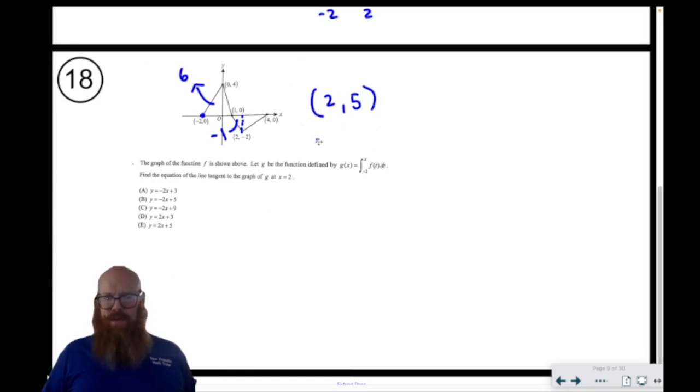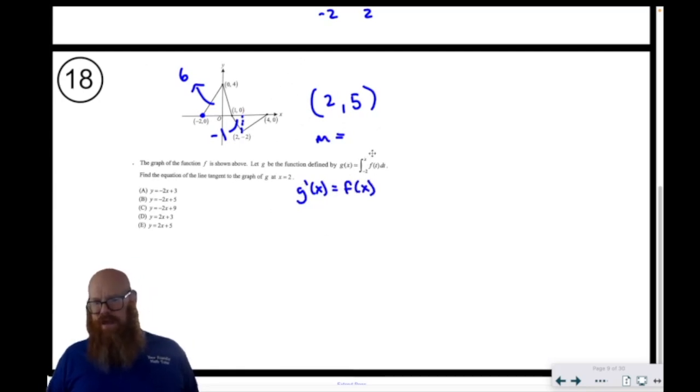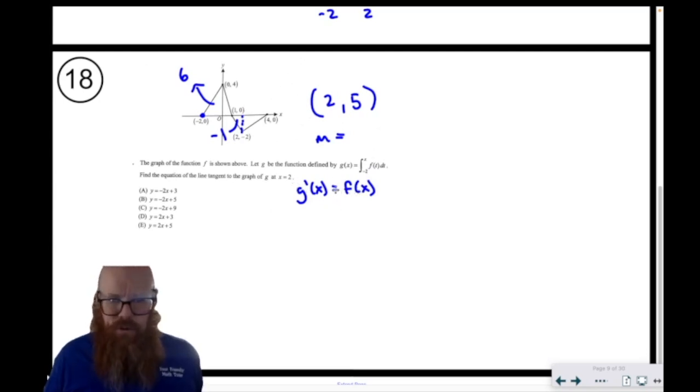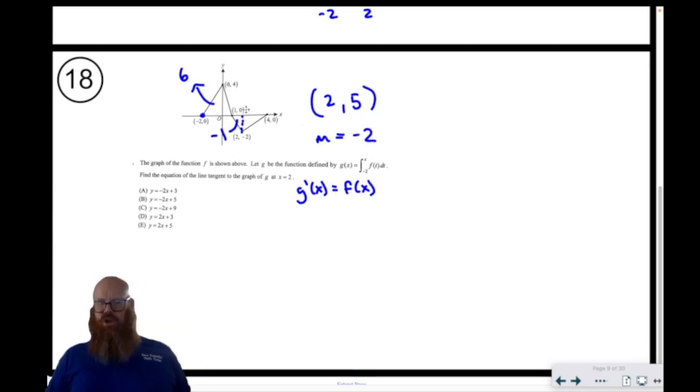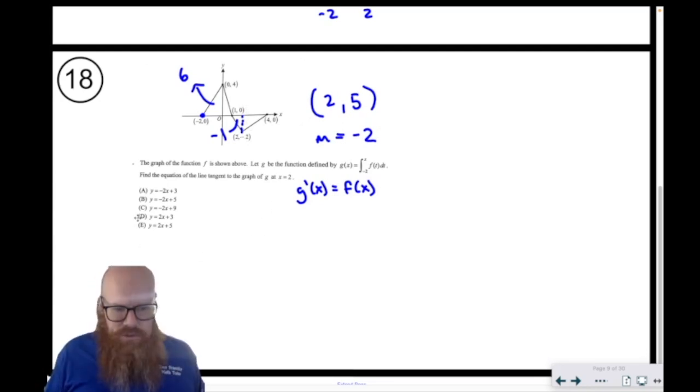Then, to find the slope, I just take the derivative. I want g prime of x. But g prime of x is just f of x. This is the second fundamental theorem of calculus: the derivative of the integral is just the integrand with x instead of t. So g prime of 2 is f of 2, and f of 2 is -2. I'm just looking at the graph for that. It's just the output. So I need a slope of -2, so these are wrong.